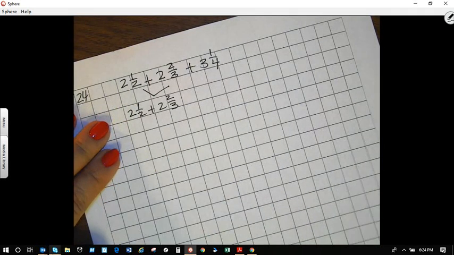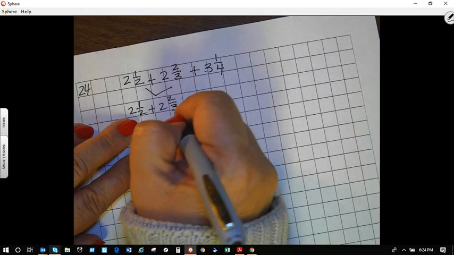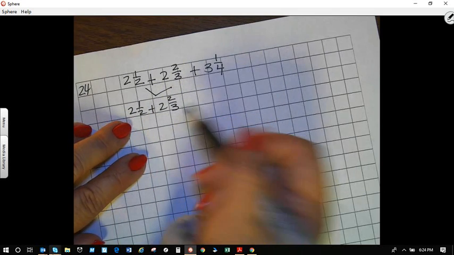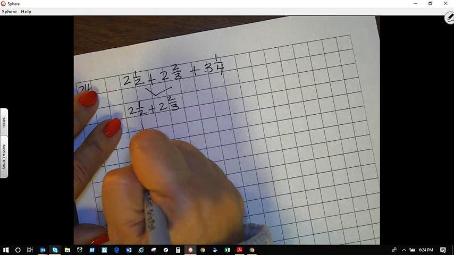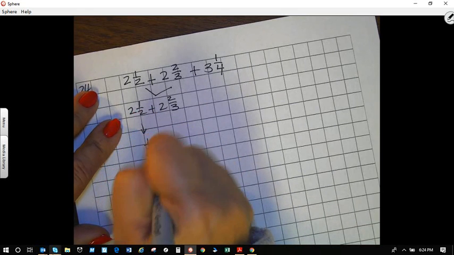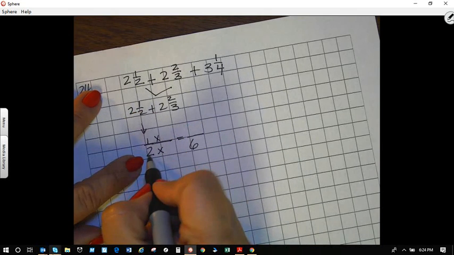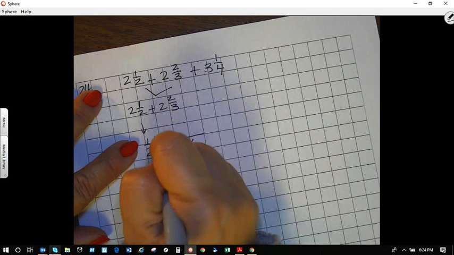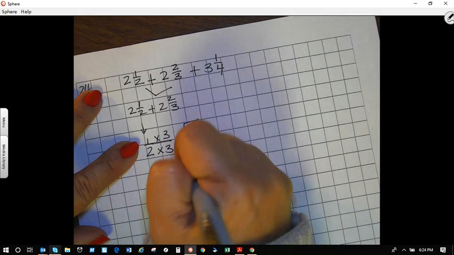I'm going to find my common denominator. Well, both of those are a 2 and a 3. Well, I also knew that when I make my array, 2 times 3 is 6. That's going to be the lowest, right? So change my 1/2. 2 times what equals 6? 2 times 3. 1 times 3, remember, we've got to do it duplicate. So that's 3/6.